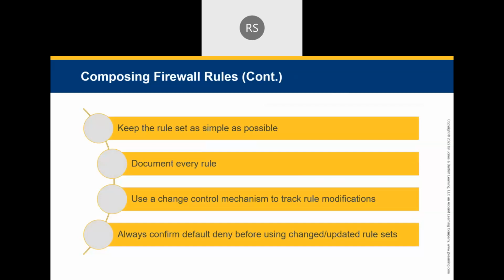You also want to always confirm default deny before using changed or updated rule sets. So this ensures that any traffic not explicitly allowed is blocked, providing that additional layer of security. So by doing this step, this helps mitigate the risk of inadvertently allowing unauthorized access.